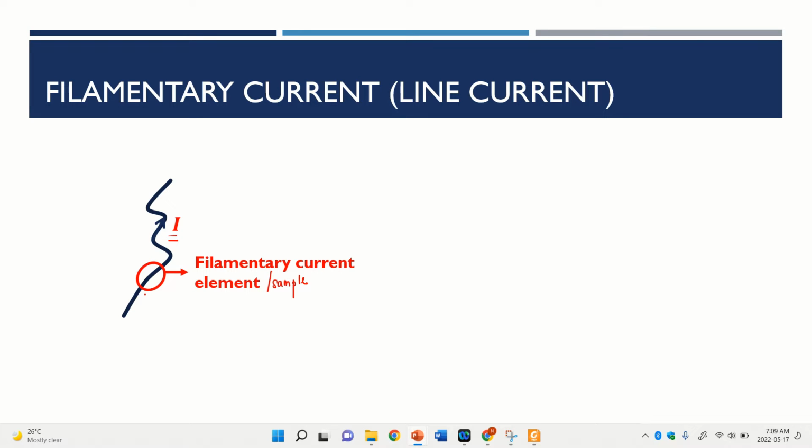So to calculate this sample, it is I, the total current flowing inside this line current, multiplied by dL, the sample. This distance here, the sample distance, is dL. So it will be I multiplied by dL, and the unit will be ampere meter. Current is ampere, dL is meter. So the unit will be ampere meter.